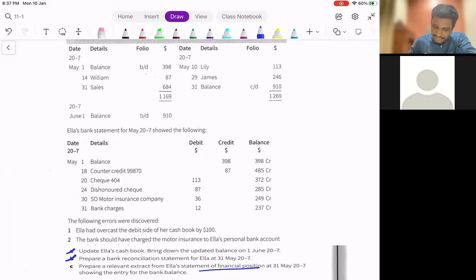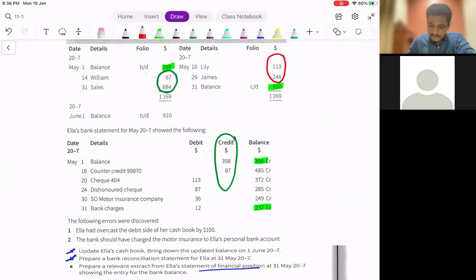Okay. Step number 1, I see the opening balance. You see the opening balance here and opening balance here same. Okay, same is no problem. But the closing balance here and the closing balance here is not same. That's a problem actually. Okay, so what I'm going to do is the debit side of the cash book will compare with the credit side of the bank statement, and also the credit side of the cash book will compare with the debit side of the bank statement. Okay, must be same. Whichever not same, that's a problem.